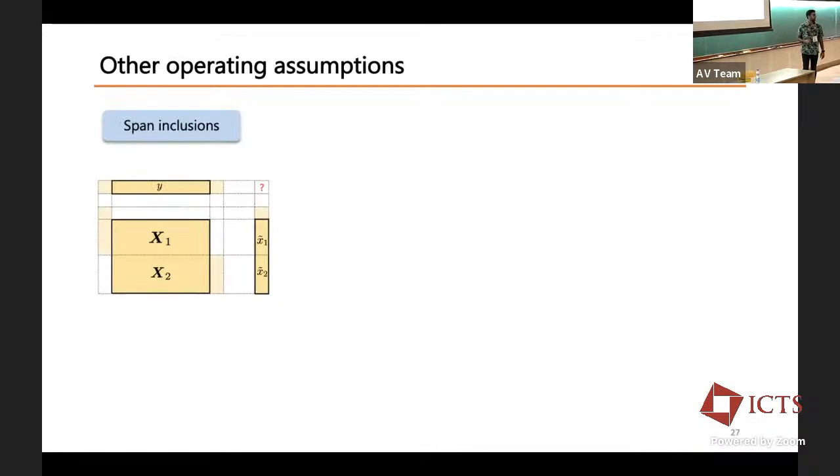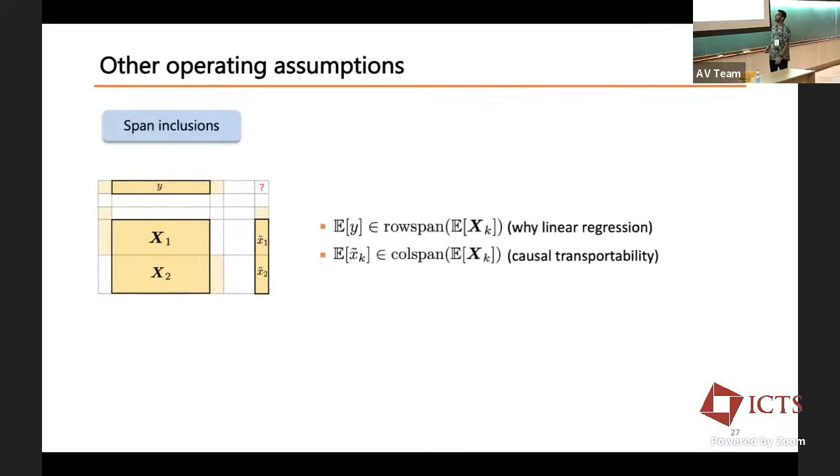Now, what are the other assumptions that we require? The next one is the span inclusion. So this will go back to your question of when the beta continues to hold. What you need is that the expectation of Y, that row, needs to lie in the row span of each of these X's. The fact that it lies in the row span means there exists a beta, that there exists a way of linearly writing Y as some combination of the X's.